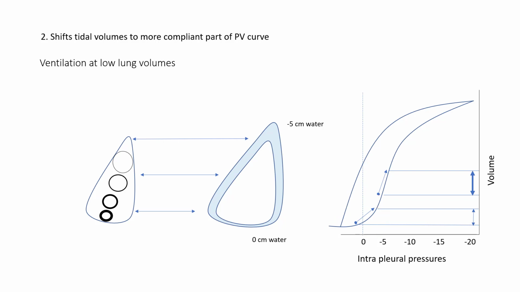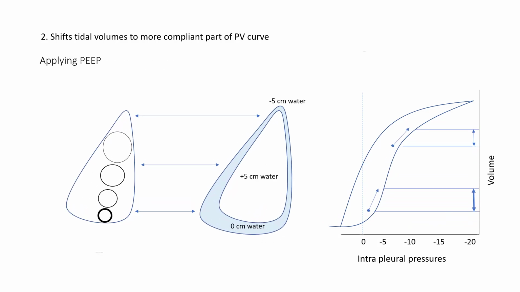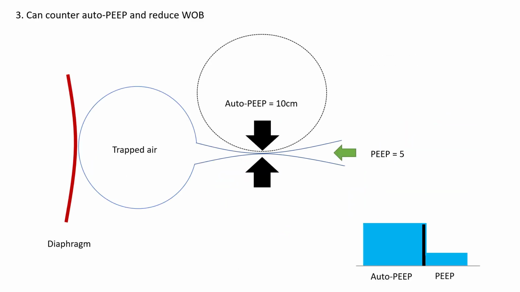When you apply PEEP in these patients, you shift it back to where it was, to a more compliant part of the PV curve. You can see that your functional residual capacity is increased and your ventilation homogeneity improves as well.